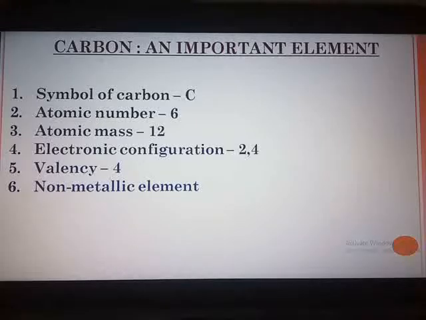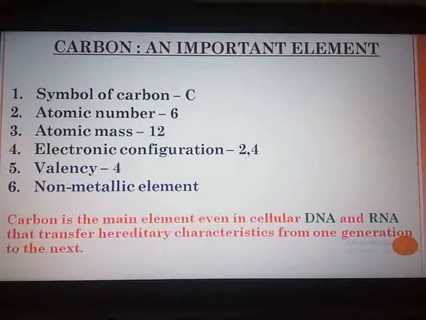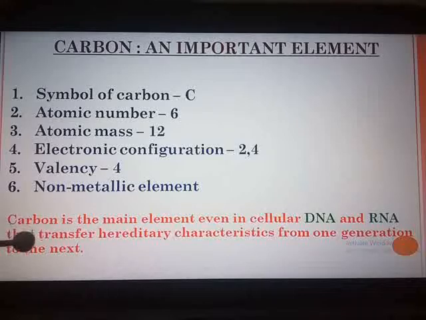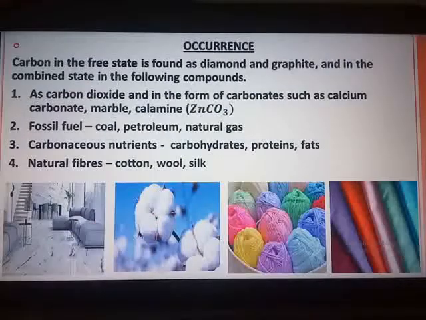And all the organic compounds which you see around you contain carbon, and also carbon is the main element in cellular DNA and RNA that transfer the hereditary characteristics from one generation to the next generation. In chapter number 16 of biology, we are going to study about DNA and RNA and about the transfer of these characteristics in detail. Now, such an important element carbon, let us see where it occurs.